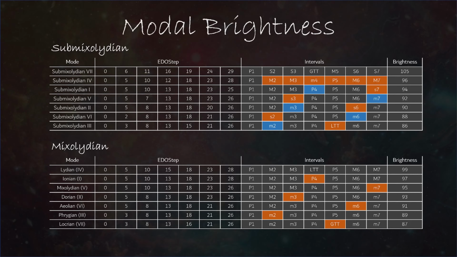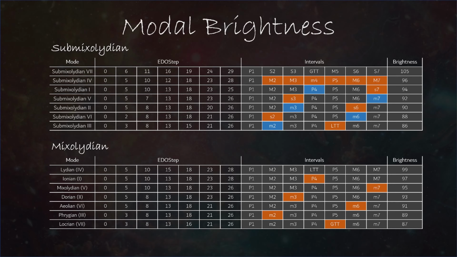What I've highlighted on screen is where the notes have changed versus the mode above it. So for example, with submixolydian 7, as we move into submixolydian 4, you can see that every note except the root has flattened. So I've highlighted all the notes that are flattening in orange and all the notes that are sharpening in blue. So from submixolydian 7 moving into the fourth mode, every note except the root has flattened.